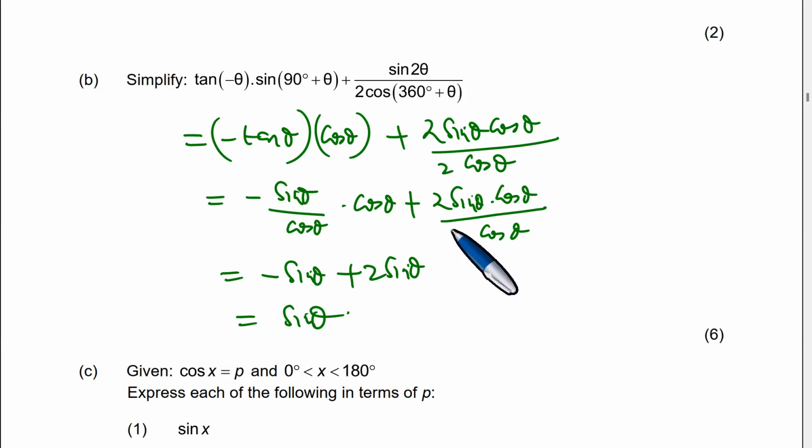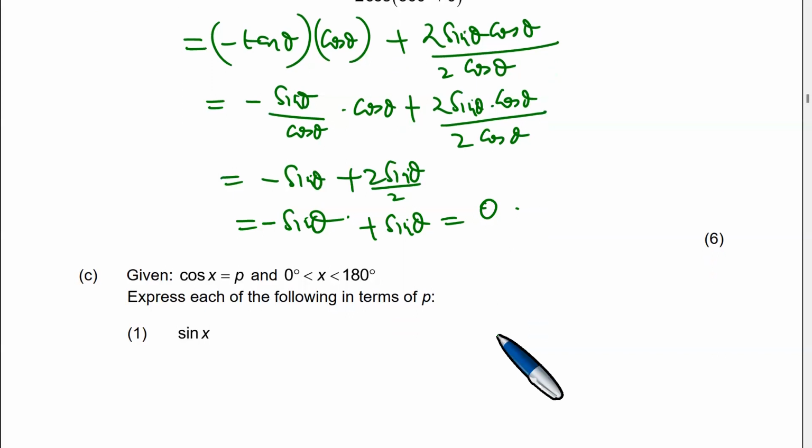Anyway, there's a 2 here. So this is minus sine theta plus sine theta. What is minus sine theta plus sine theta? It is 0. So the answer becomes 0 there. Okay, just note that. Next question.